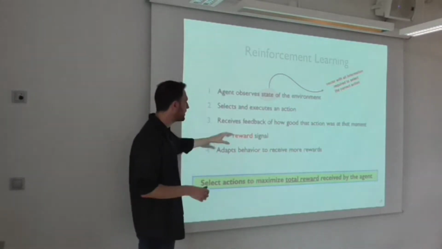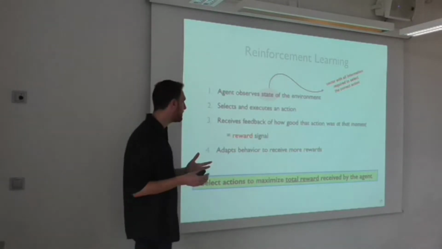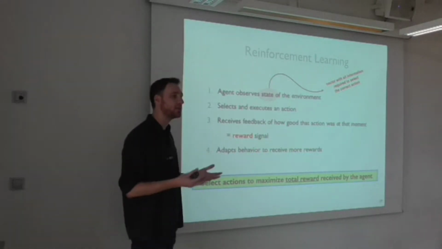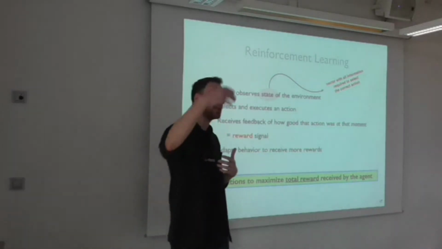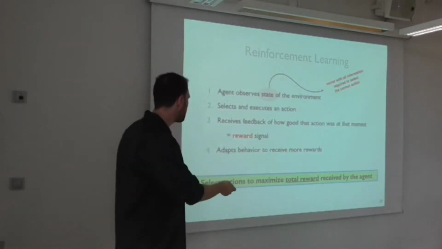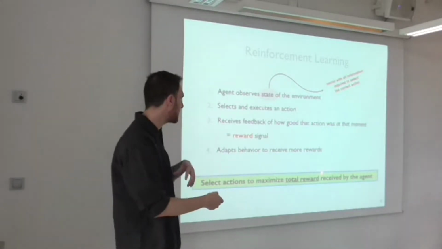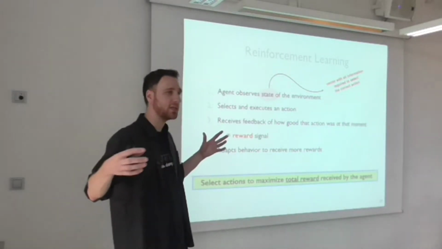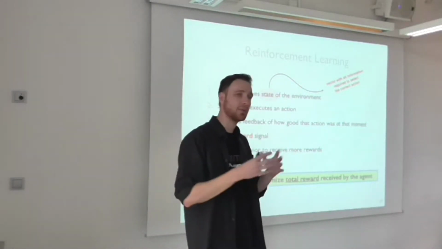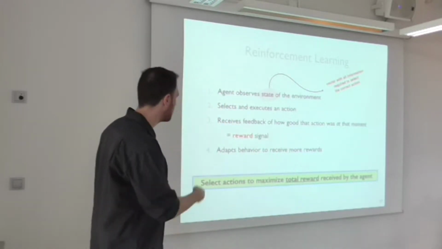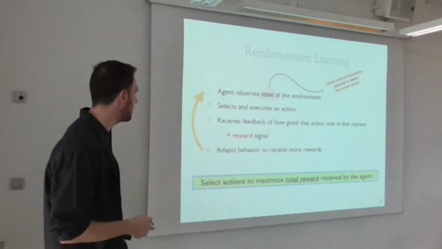And based on this reward, the agent needs to somehow adapt, right? It needs to change its behavior so that in the future it can get more reward. But again, not only reward at any one specific point in time, but the total reward that it wants to get over its lifetime. So it's the sum of rewards that really matters. So this is the RL problem, right?